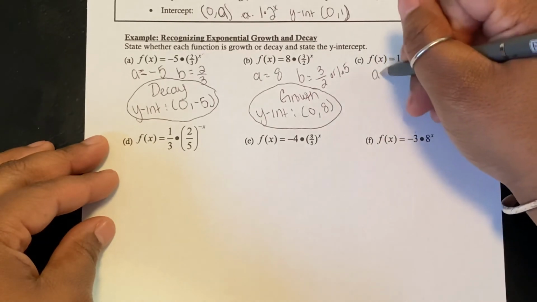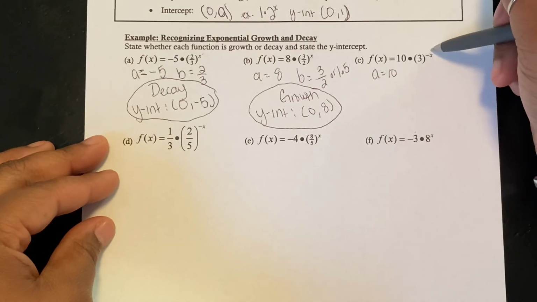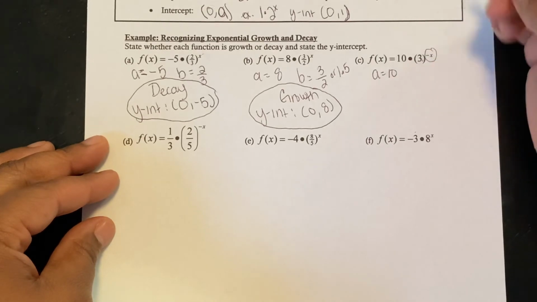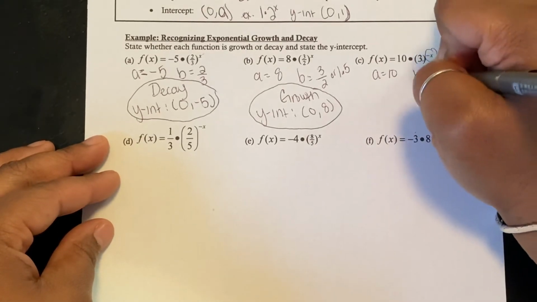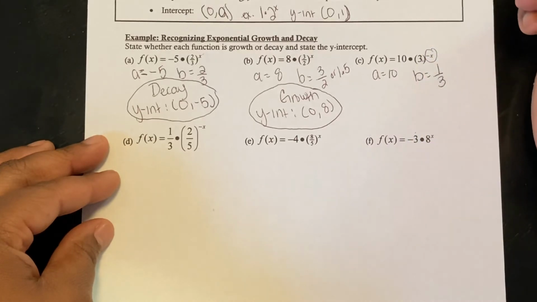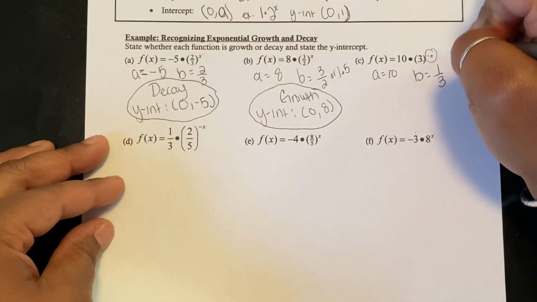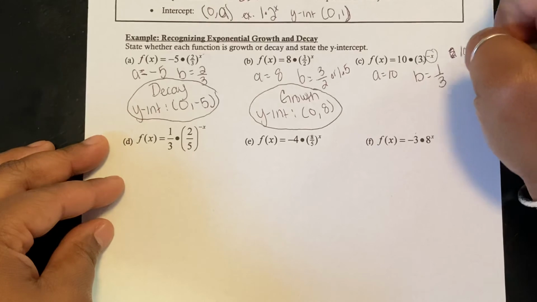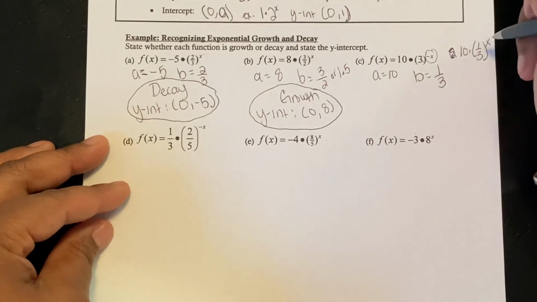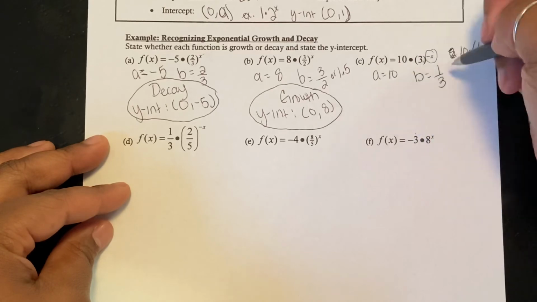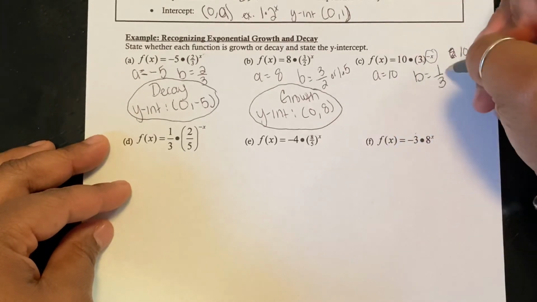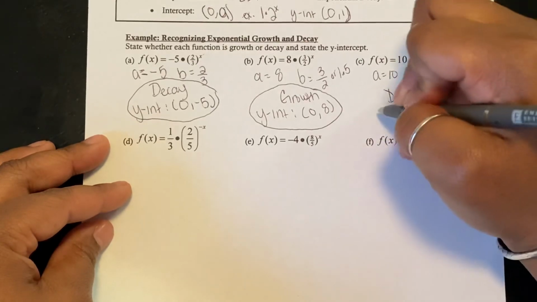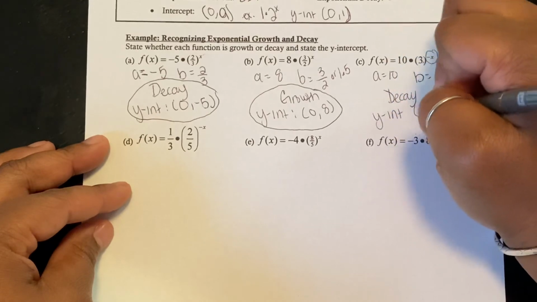Letter C, my a value is 10. Oh, and what I have here is a negative exponent, so I must flip that. So instead of it being 3/1, my b value is actually 1/3. Okay, I have to fix that. So that would be 10 times 1/3 to the positive x value. Okay, you have to change it. So now my a is 10, my b is 1/3. So since it's a fraction that's less than 1, this is going to be a decay instead of a growth. And then my y-intercept is going to be (0, 10).